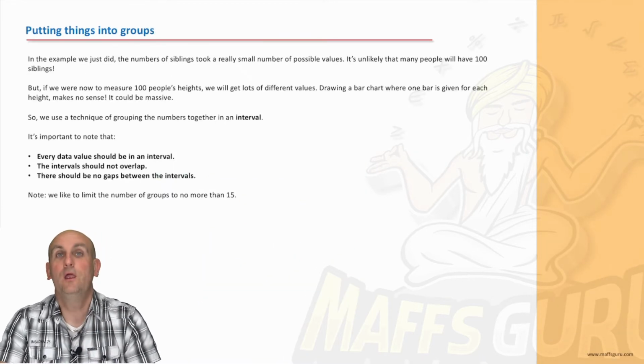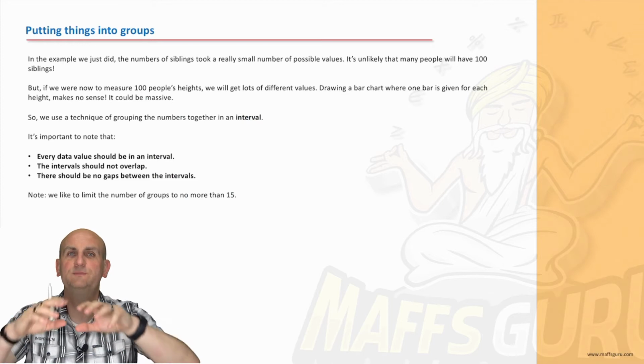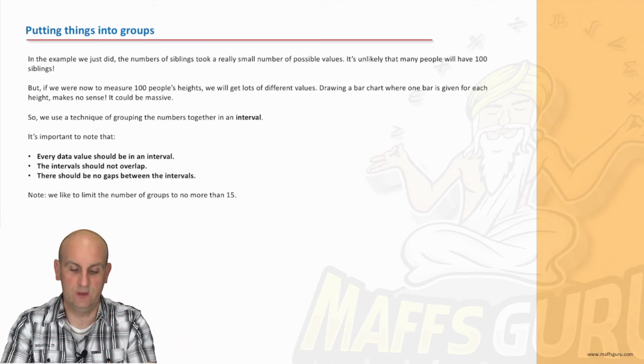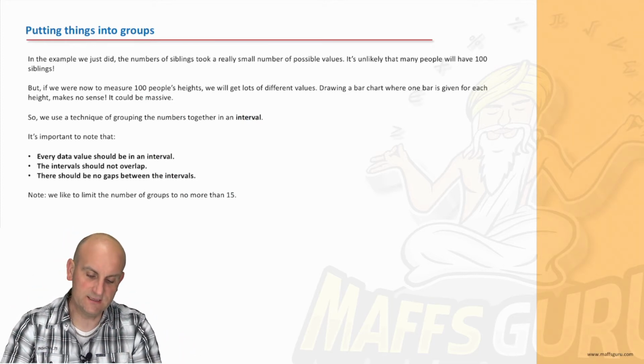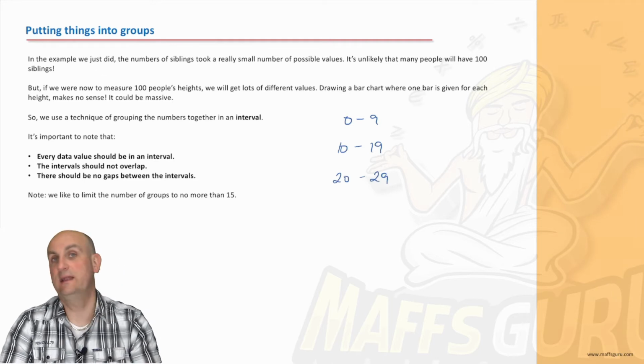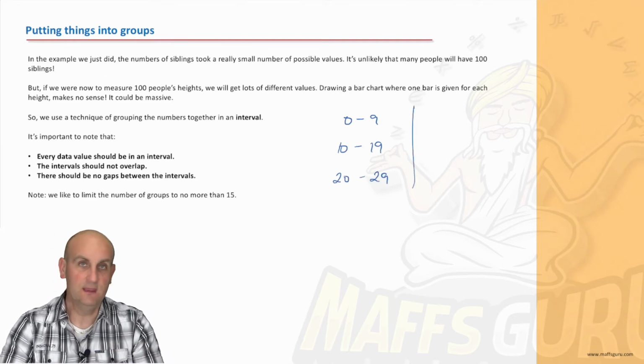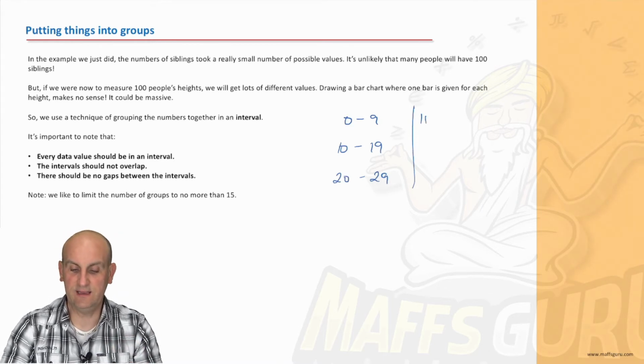Well, believe it or not, we can group the data. Whoa! Now, in this situation, basically, we then split the data into what we call an interval. And so our intervals may be, for example, 0 to 9, 10 to 19, 20 to 29, and so it goes on. So what I'm now going to do is, if I was to draw my tally chart, if I got the number 5, I'd put a tally in here. If I got the number 7, I'd put a tally in here. If I got the number 23, I'd put a tally in here.